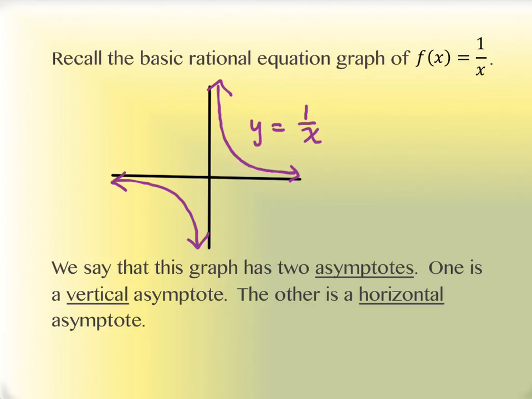We say that this graph has two asymptotes. One is vertical, and that's the y-axis. The other is horizontal, and in this case, it's the x-axis. So this is my vertical asymptote. That's not a good color. Let's try again. That one is my horizontal asymptote.